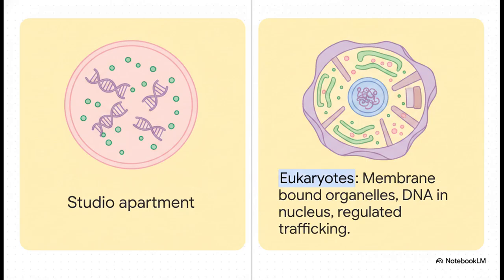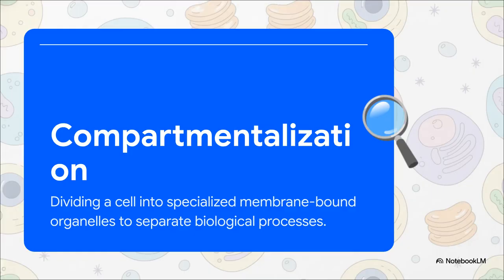But then we have eukaryotes. This is your multi-room mansion. Here, DNA is safely locked away in a nucleus, we've got distinct membrane-bound organelles, and instead of proteins just floating around aimlessly, there's a highly regulated system for intracellular trafficking. It's a completely different level of organization. So, what do we actually call this multi-room strategy?